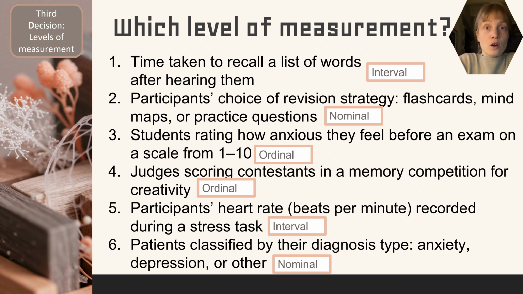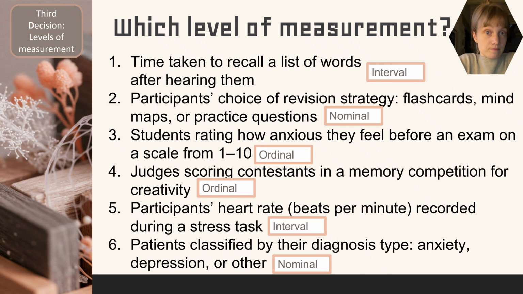Students rating how anxious they feel before an exam on a scale of 1 to 10. That's ordinal data. It's ranked. The numbers have order, but not equal intervals. It's subjective. Judges scoring contestants for creativity. That is again ordinal data. Even though numerical scores are used, these are subjective judgments.